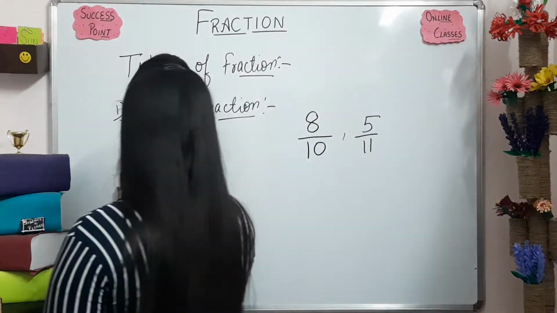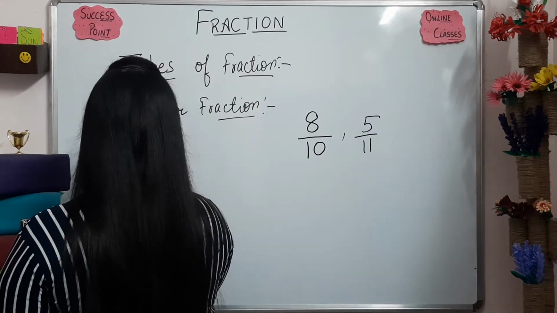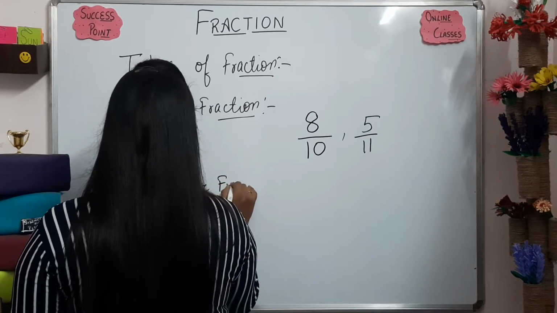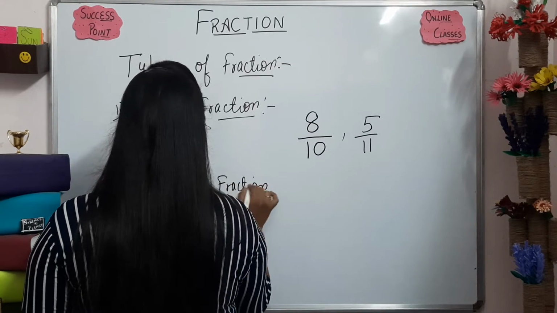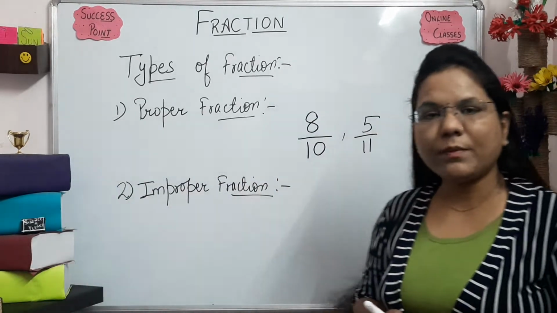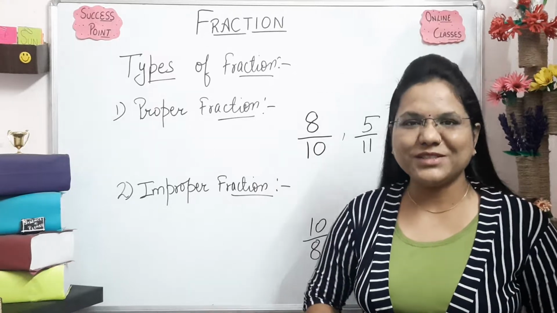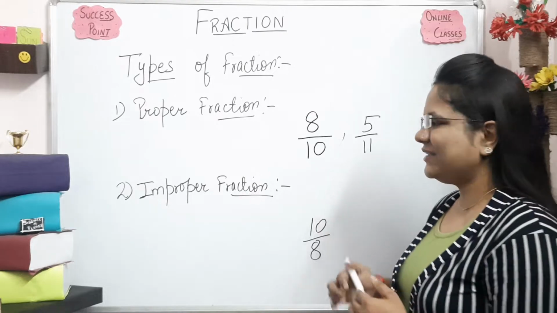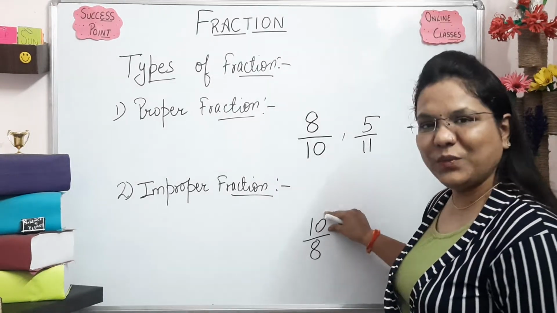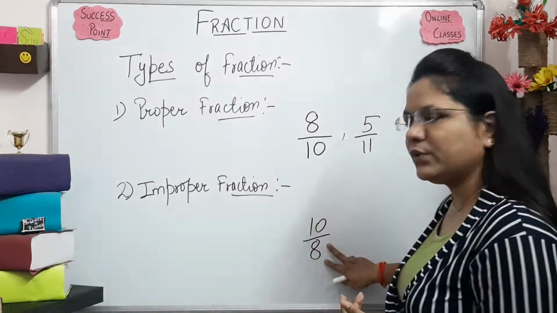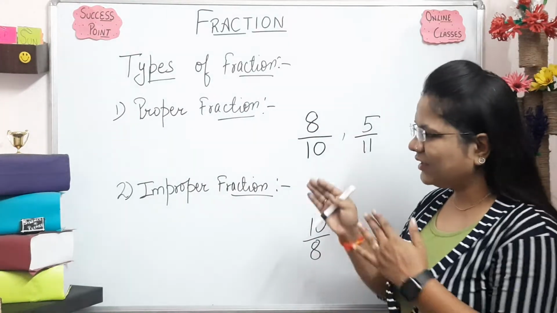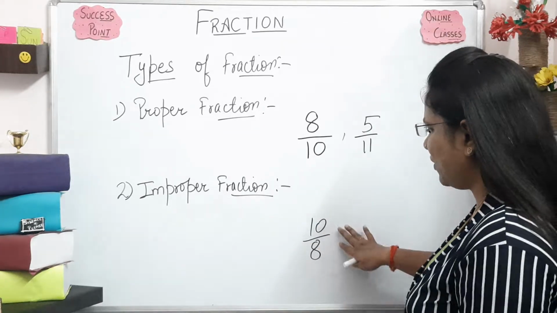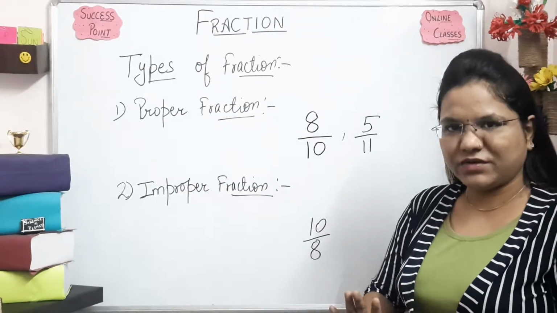Okay, let's take the second one. Improper fraction. So what is improper fraction? Okay guys, is it possible you will get 10 marks out of 8? No, it's not possible. But in these forms, whenever you get numerator bigger value as compared to denominator, this is all about improper fraction, because this is not proper, this is not possible. That is why we are calling it improper fraction.